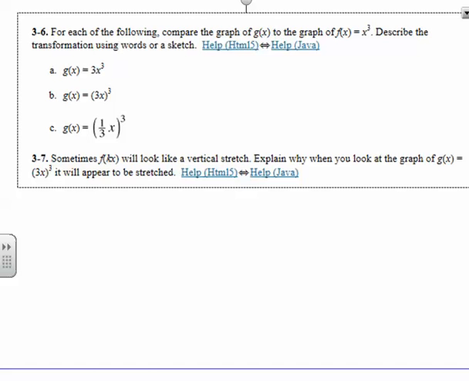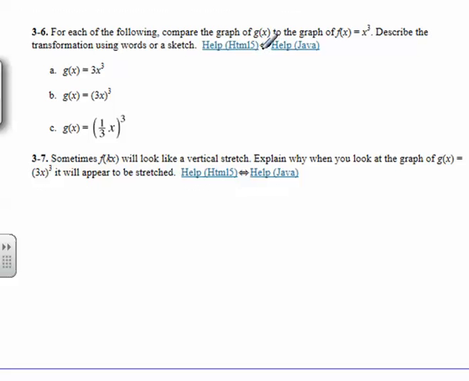Basically, you need to try each of the problems on your own, and this is here to help you get things that you don't understand figured out. Okay, so let's take a look at 6. For each of the following, compare the graph of g of x to the graph of f of x, the original graph, which is x cubed. Describe the transformation using words or a sketch.